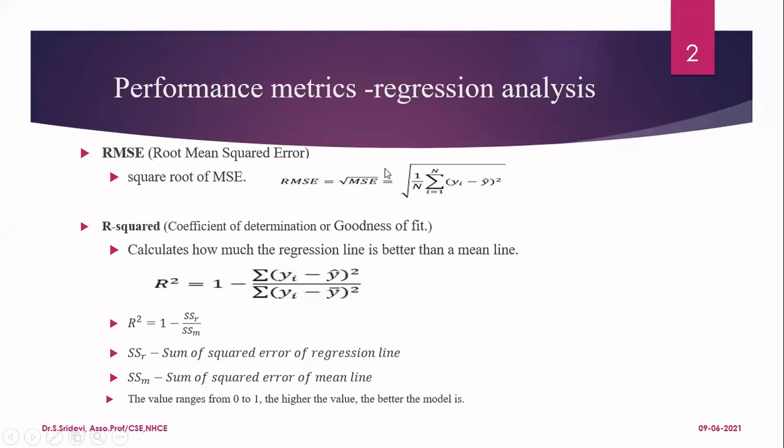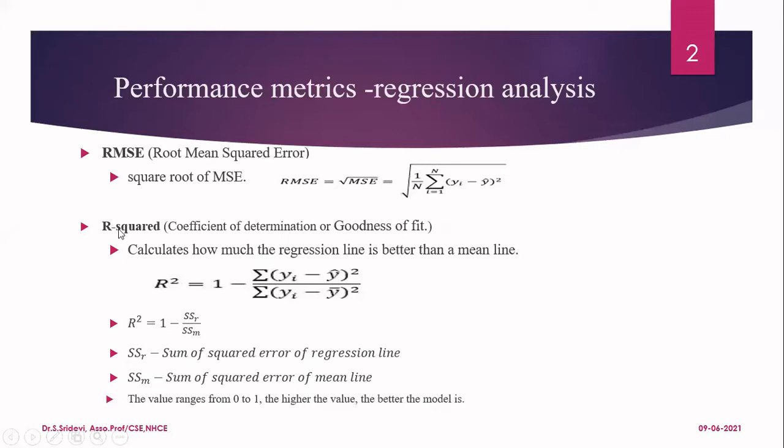Why we are taking this RMSE is, we have already squared the terms to compensate for the effect of negative terms cancelling each other. Now we want to have it in the original scale. Therefore, we are taking the square root of that. So this is the formula we have seen for MSE. Just find the square root of that, and you will get RMSE.